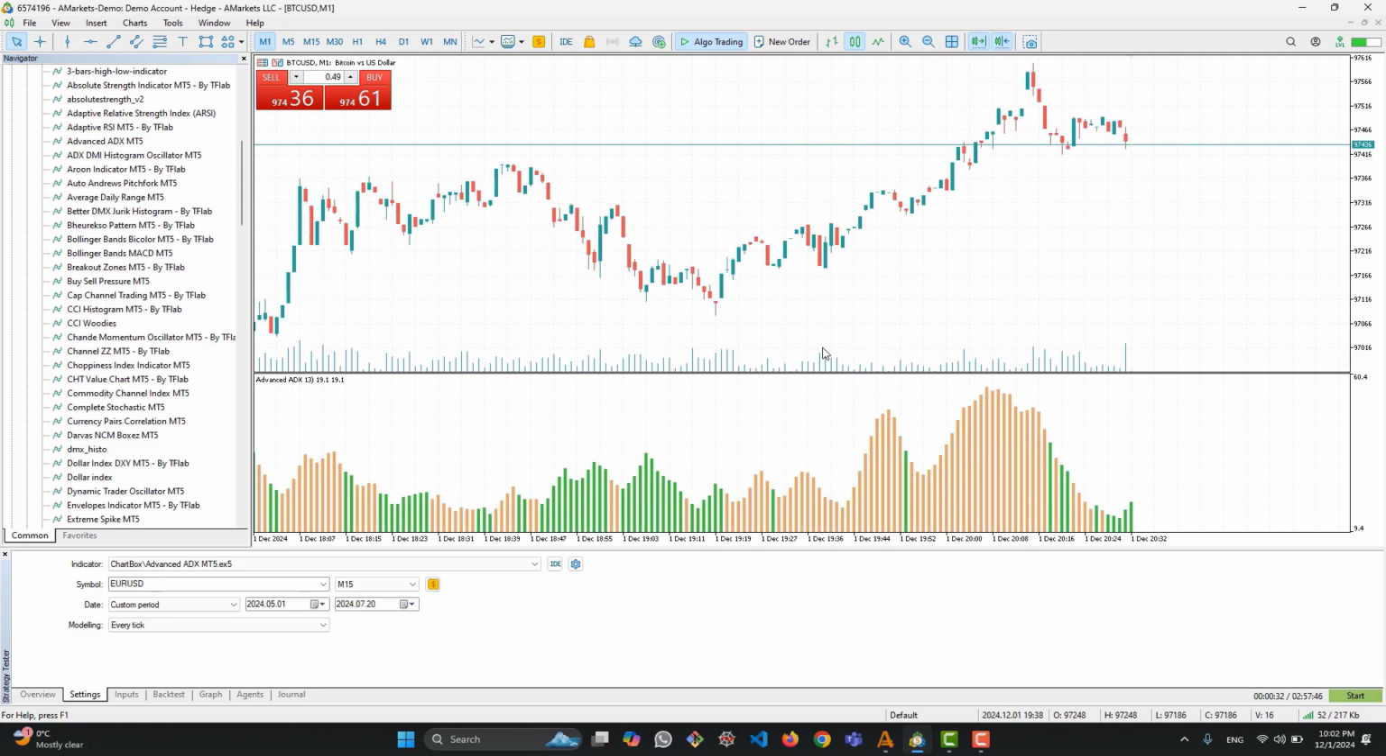Now let's see a live test of this indicator on the MetaTrader 5 platform.